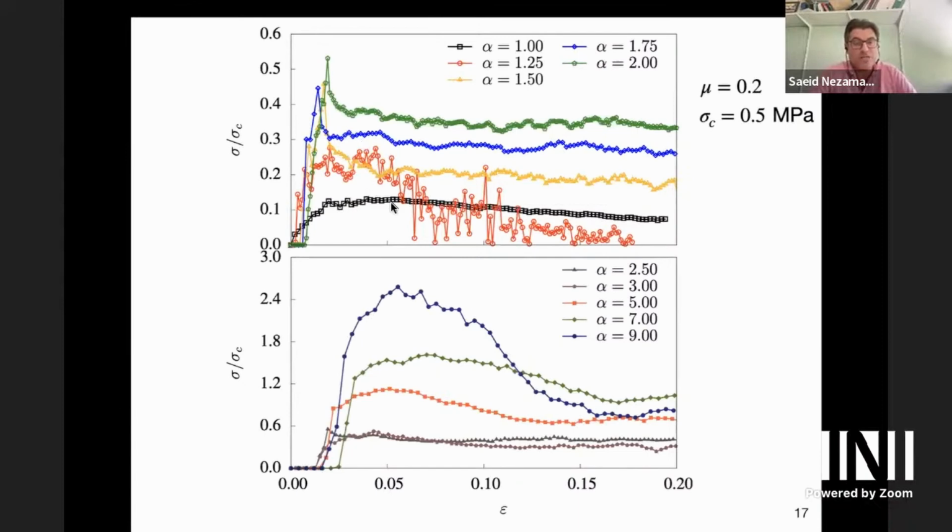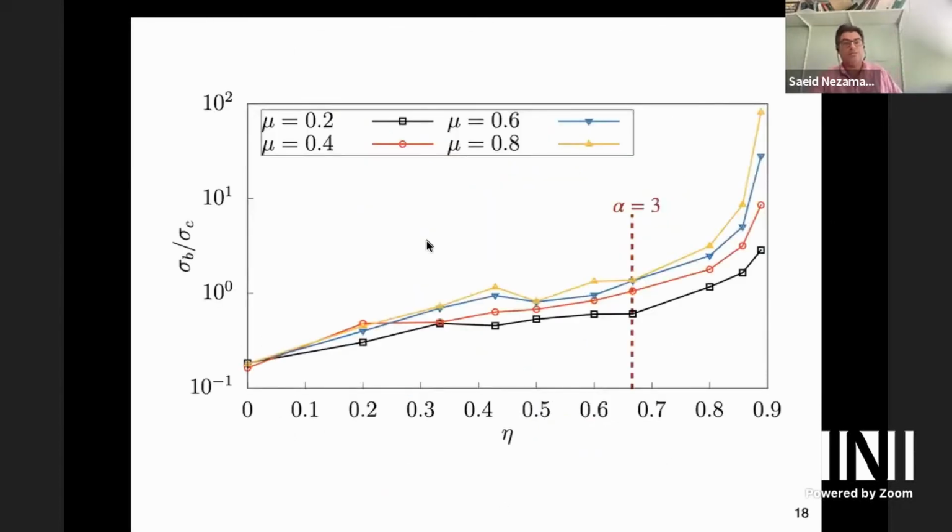The peak value increases with aspect ratio. So you can see this effect better here. Here we have plotted the peak value, which represents the strength of the agglomerate, as a function of eta. The stress increases slowly with eta up to eta about 0.67, which corresponds to alpha equal to 3. And then it increases dramatically with eta, as you can see here, multiplied by 10 or 12. This is a logarithmic scale.